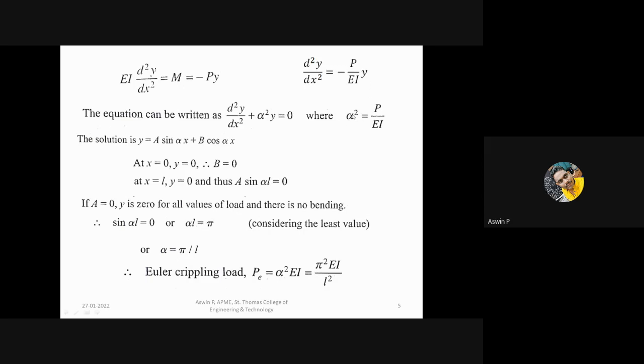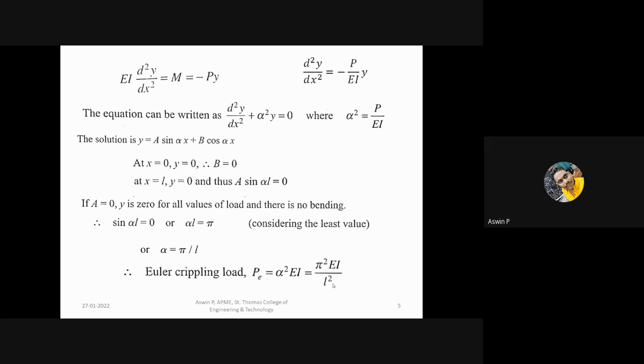That is alpha square is equal to P by EI. That is P will become alpha square into EI. Substituting alpha square as pi by L whole square, that is pi square divided by L square. The final equation will become PE is equal to pi square EI divided by L square. This is the derivation, very simple derivation. So understand carefully, and if you have any queries, you can ask now.